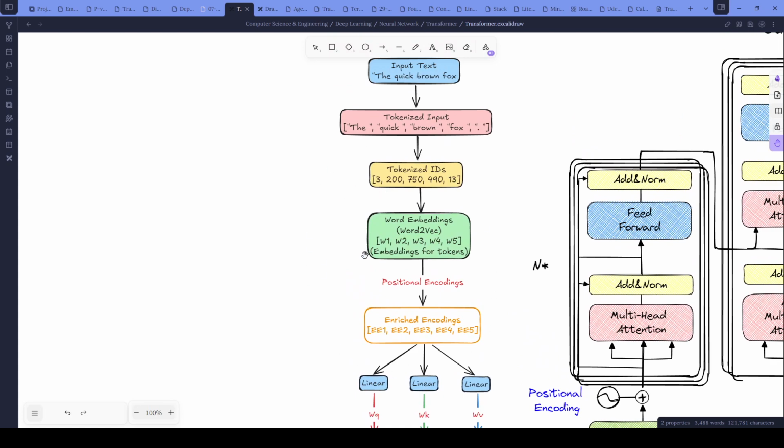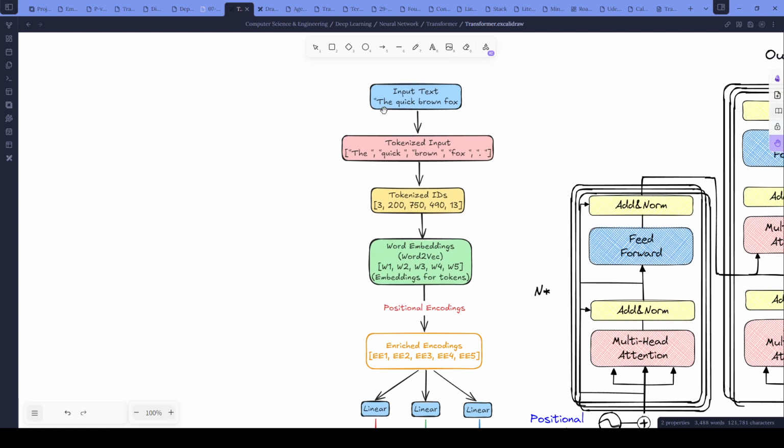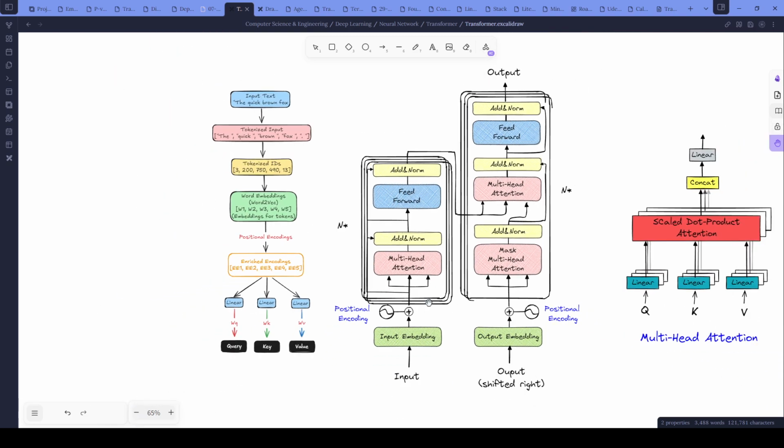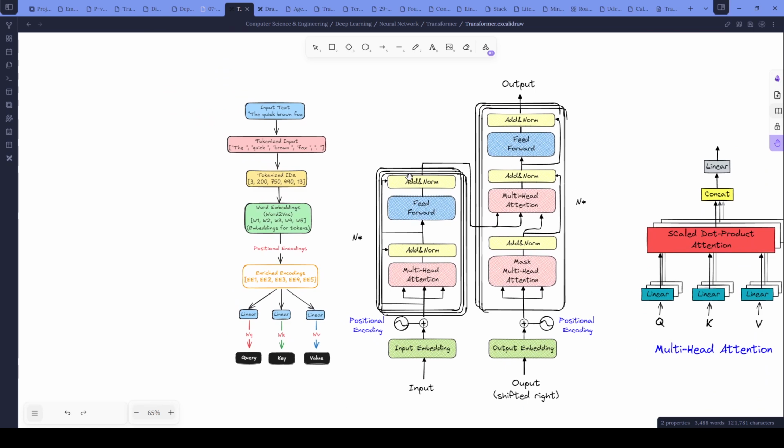So this is the preprocessing of the input text, and from there we can go to the transformer model itself. In the transformer model, we can see that both the input embeddings and output embeddings are processed with the positional encodings, and they enter the multi-head attention. And on the decoder side, it enters the masked multi-head attention.